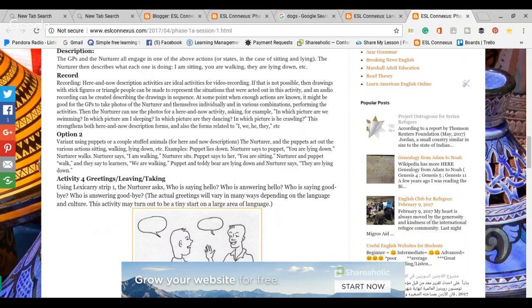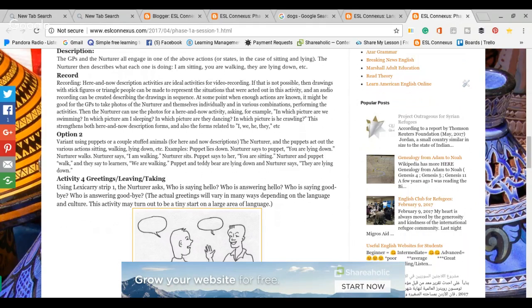Asking, for example, in which picture are we swimming? In which picture am I sleeping? In which picture are they dancing? In which picture is he crawling? This strengthens both here and now descriptions and forms, and also the forms related to I, we, he, and they.